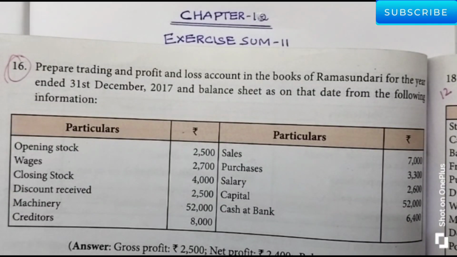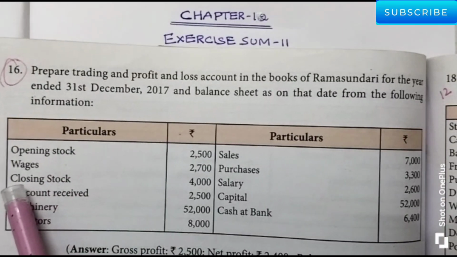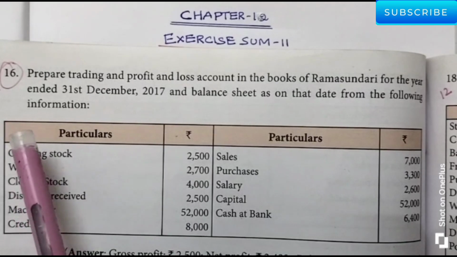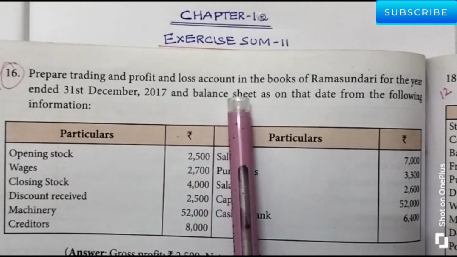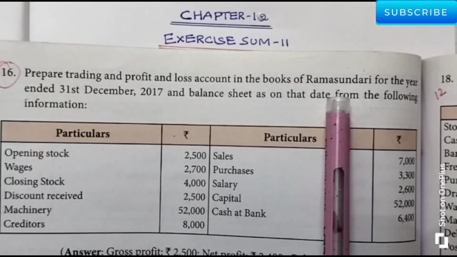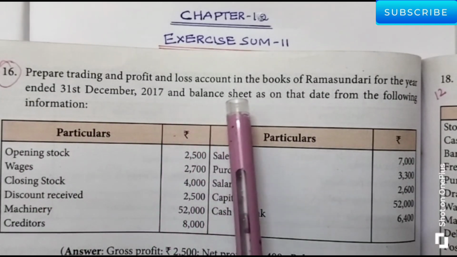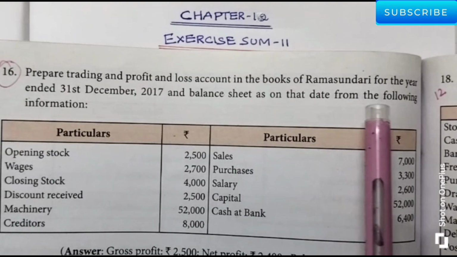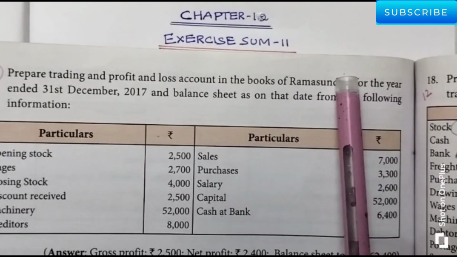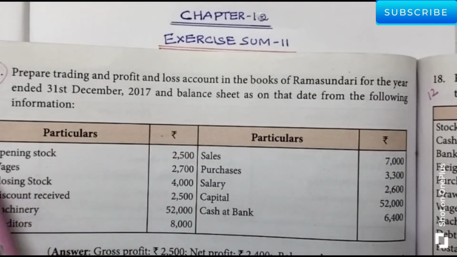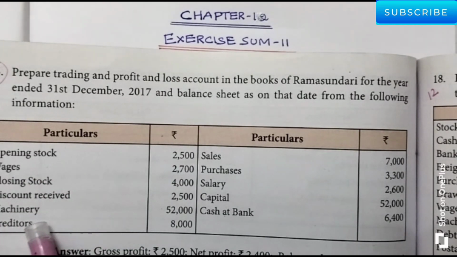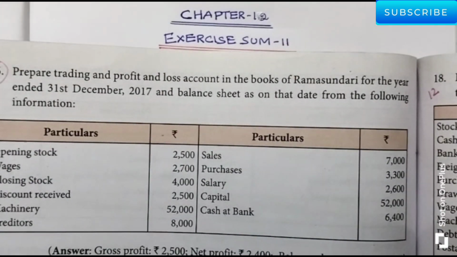Hi viewers, 11th standard accountancy chapter 12 exercise sum number 11. Prepare trading and profit and loss account in the books of Ramasundari for the year ended 31st December 2017 and balance sheet as on the date from the following information. The information is opening stock, wages, closing stock, discount received, machinery, creditors, sales, purchases, salary, capital and cash at bank.